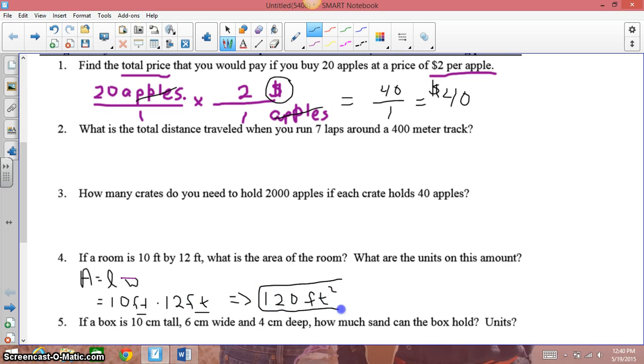So anytime you're talking about area is always square units, whether it's square feet, square yards. Volume is always cubic units. It could be cubic centimeters, and so forth, okay?